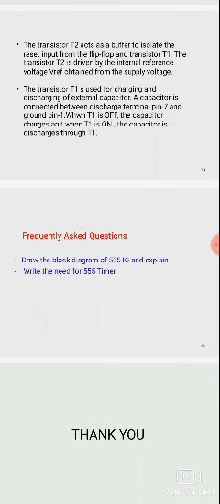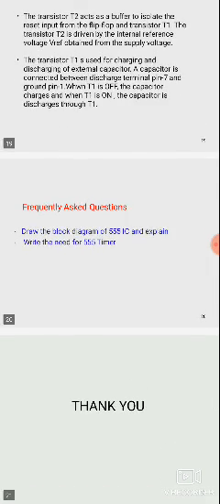Now, frequently asked questions in last year's exams: the block diagram of the 555 IC and the need of 555 timers. It is used in astable multivibrators, monostable multivibrators, function generators and relaxation oscillators. It is a very simple IC consisting of 8 pins. These are the main needs.